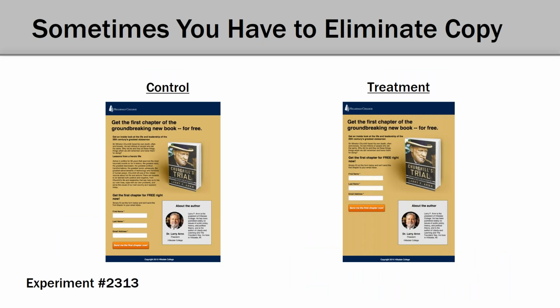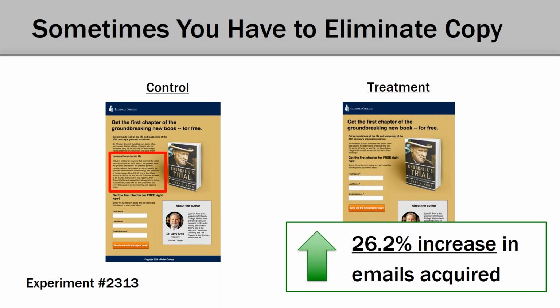This one, experiment number 2313 in our research library. This is an email sign-up offer for Hillsdale College. And you can see here the opportunity is for people to receive a free chapter of a new book that was being published. And in this particular experiment, the control version's on the left, the treatment's on the right. We simply took this little box of copy that told additional information about what was contained in the book. We said maybe that's overkill. That's not necessarily critical for somebody to be able to want to accept this offer. So in this experiment, we've removed a block of copy, and we saw a 26.2% increase in email sign-ups.